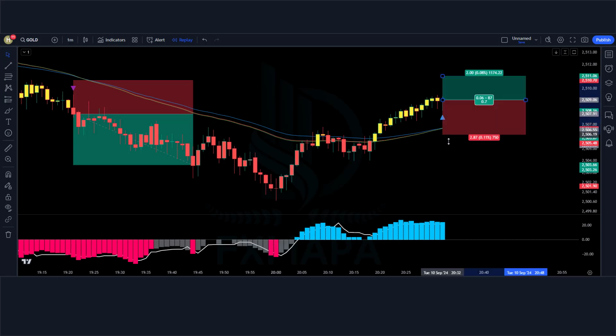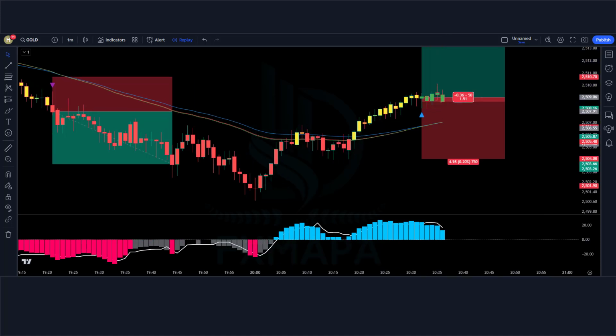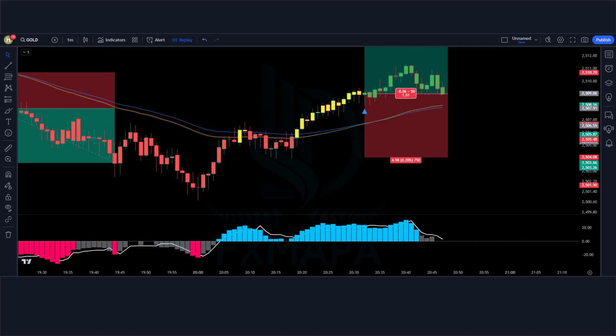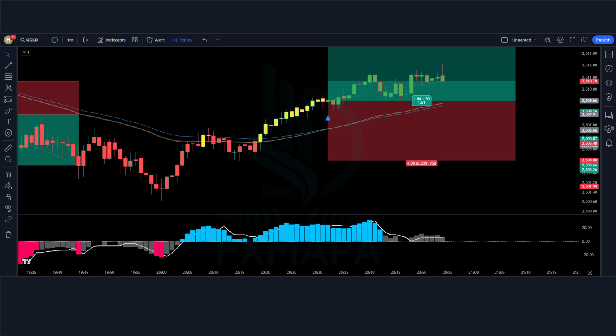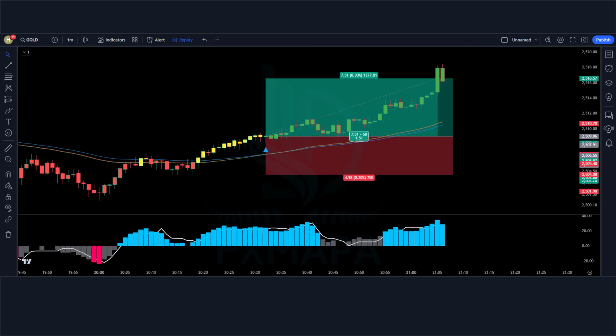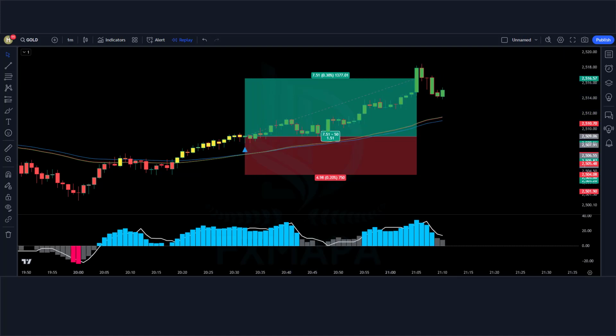Our stop loss will be placed at the previous market lower level. And the risk to reward ratio will be 1:1.5. Let's see what happens to our trade. Our trade is running in profit. We have won the trade. Wait for the next signal.